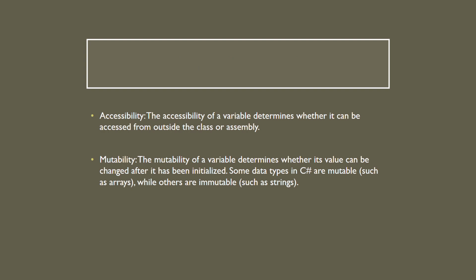Next, we've got accessibility. The accessibility of a variable determines whether it can be accessed from outside the class or assembly. Again, like I mentioned, accessibility is kind of a type of scope. Then mutability determines whether its value can be changed after initialization. Some data is mutable, such as an array, others are immutable, such as a string. Mutable means that it can be changed or altered after initialization. An example of a mutable variable is an array, while an example of an immutable one is a string.